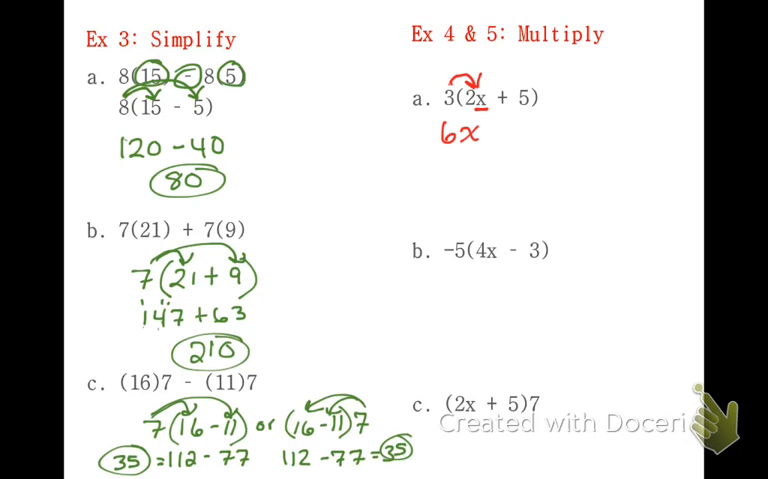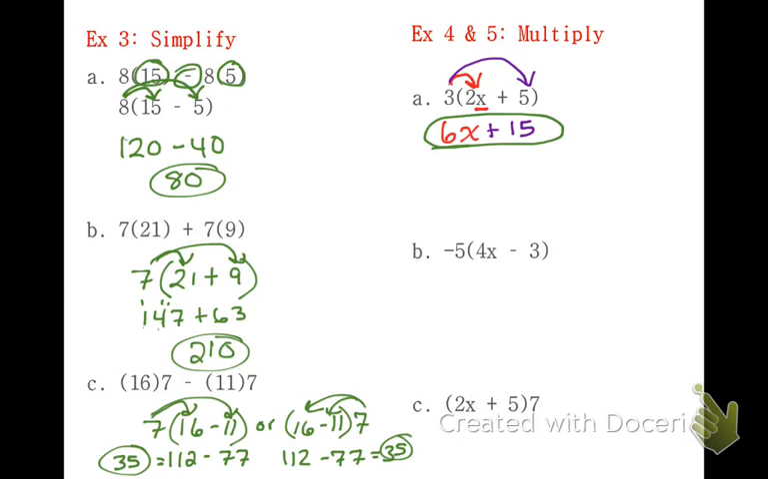Second step is 3 times, oh, I forgot the plus sign. 3 times 5, and it's 15. Now, you have 6x plus 15. They are not the same thing. Because one has an x and one doesn't, you cannot add them together. So here is your answer.